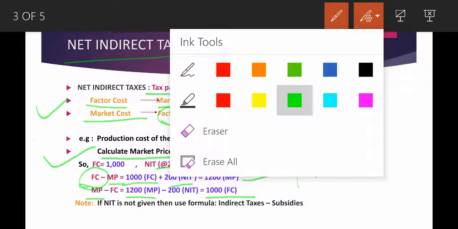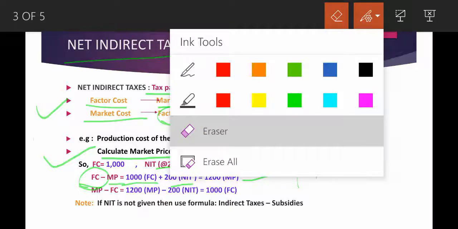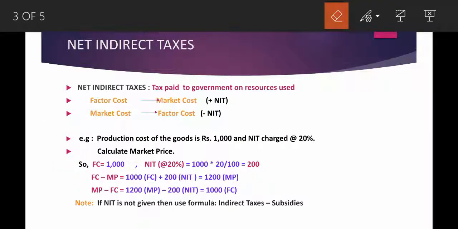So this is all about net indirect taxes. As far as net indirect taxes are concerned, when you go from factor cost to market cost, add NIT. When going from market cost to factor cost, less NIT. This is given here in the example very clearly.